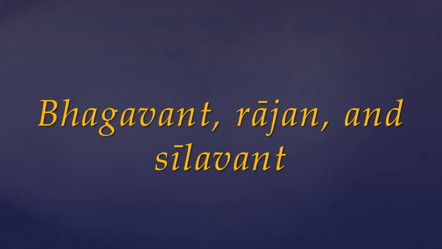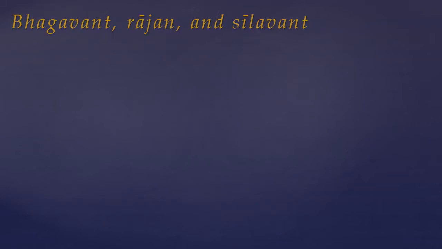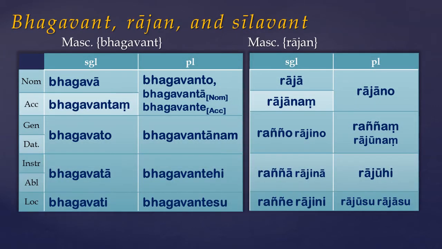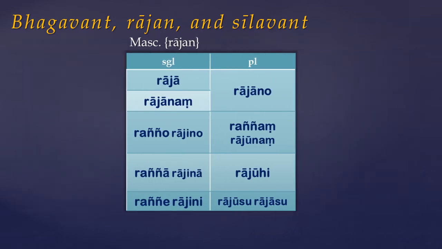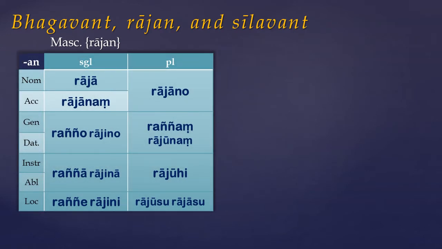Next, let's jump to the section on Bhagavant, rājan and sīlavant. We covered some endings of Bhagavant and rājan back in Lesson 3, but for completeness, here are the full paradigms now. Rājan is an example of another one of our noun groups that end in a consonant. Noun stems that end in AN are either masculine or neuter, and rājan is a masculine AN noun stem, and we'll see the neuter in Lesson 22, I think. Again, with this paradigm there are several contracted forms and some irregularity.